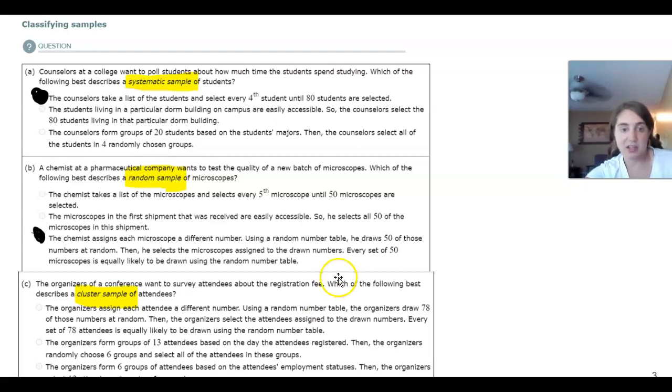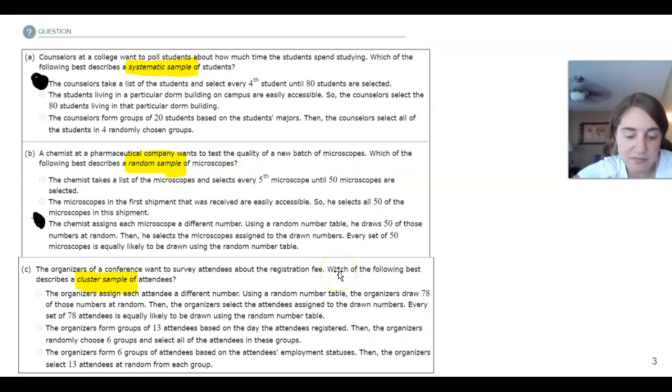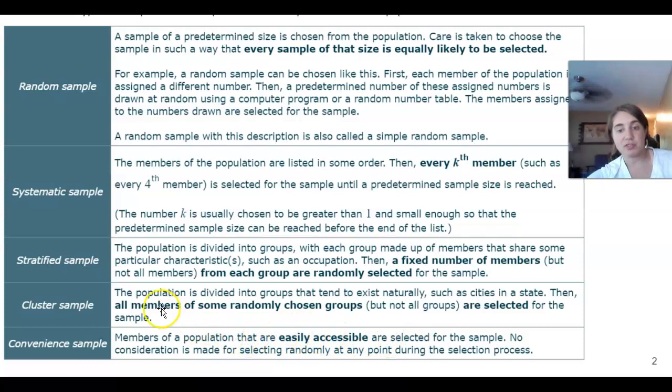So knowing that, go ahead and read these. Okay, it would be this second one. This third one sounds somewhat like it, but the third one is different in the sense that the organizers chose every group, and this only chose 6 of the groups. And if we go back to cluster, not all groups are selected.